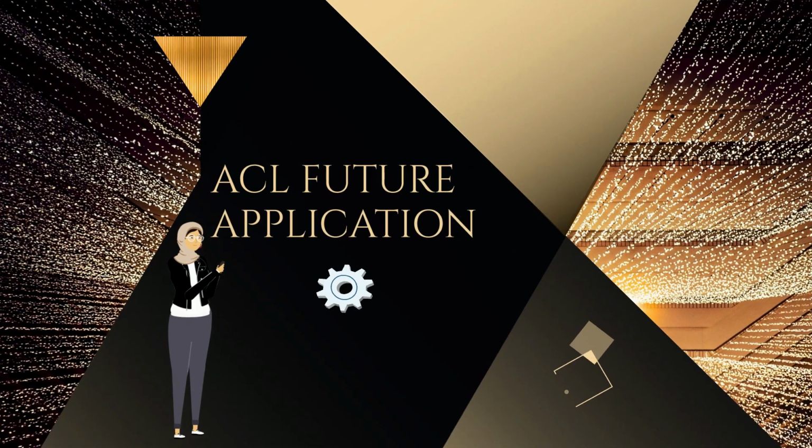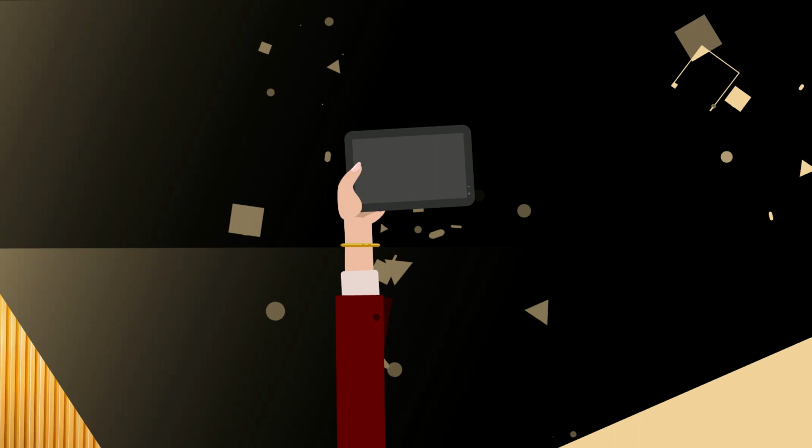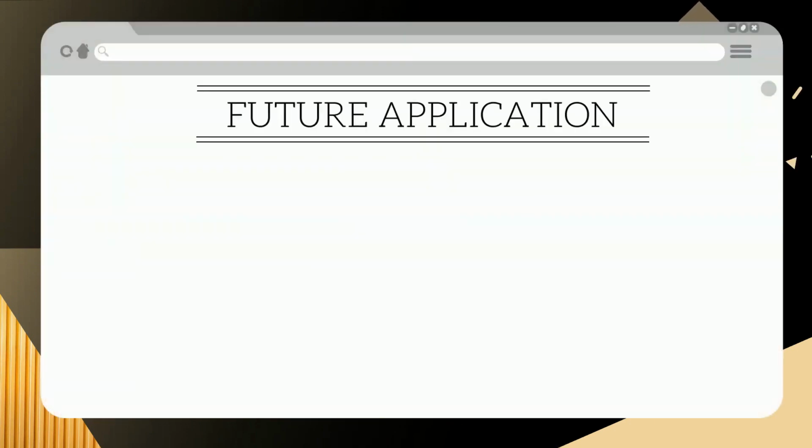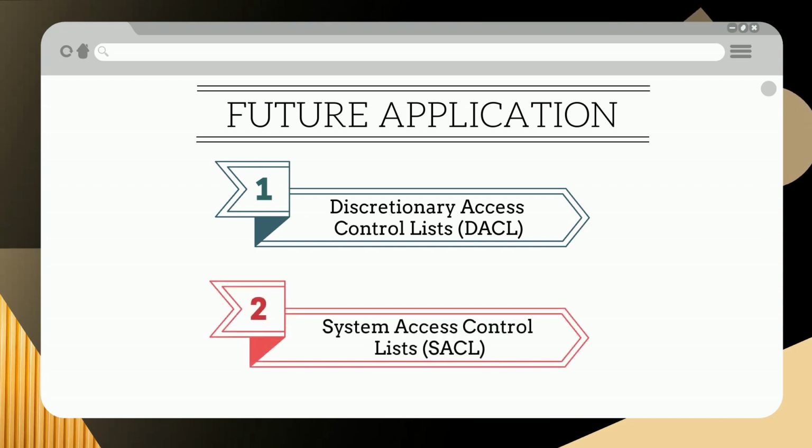The ACL future applications. There are two future applications. The first one is Discretionary Access Control Lists, DACL. Number two, System Access Control Lists, SACL.